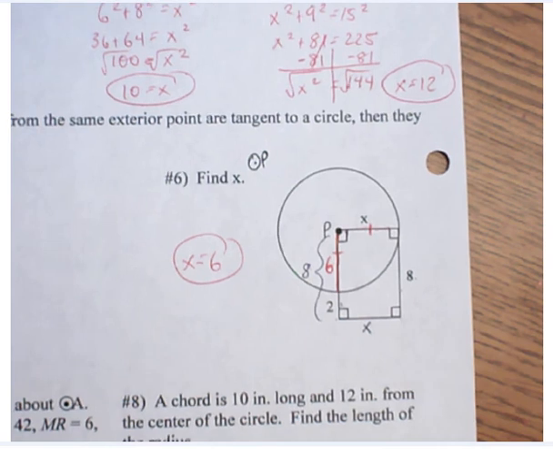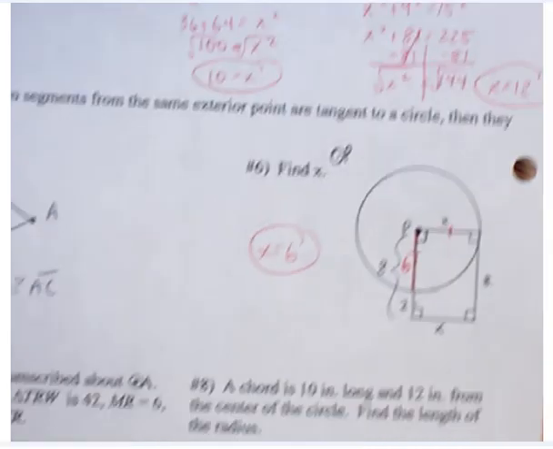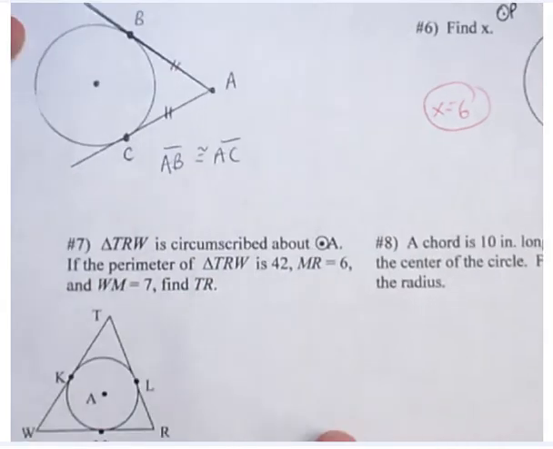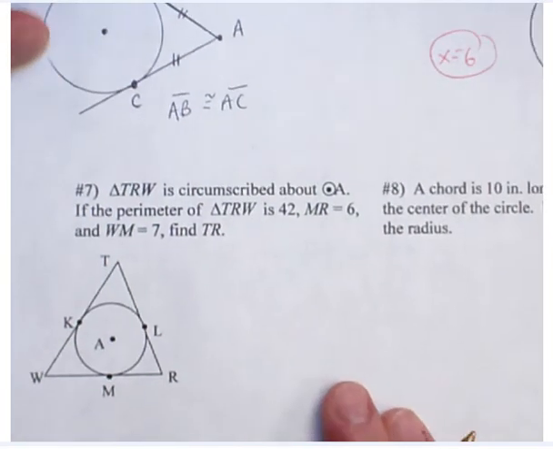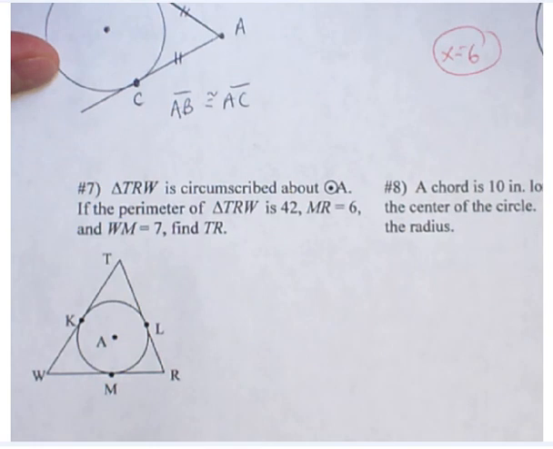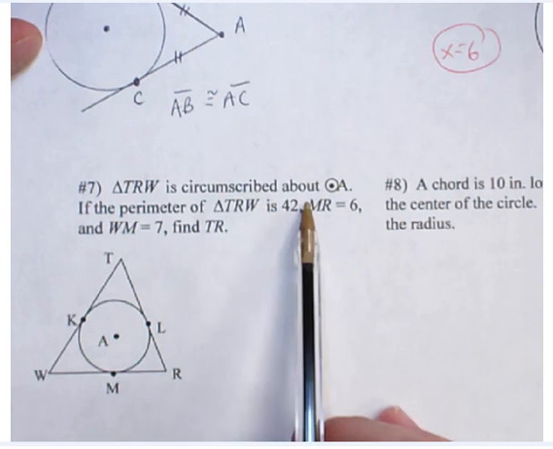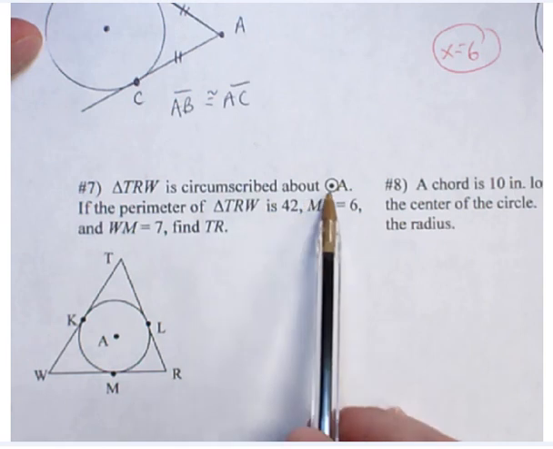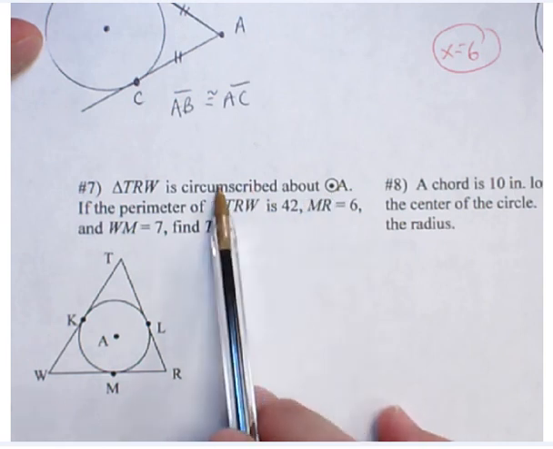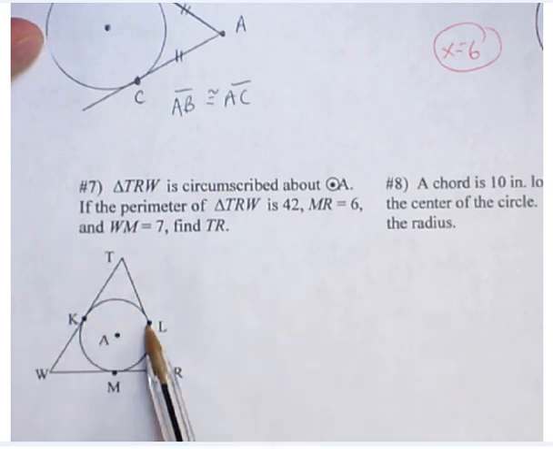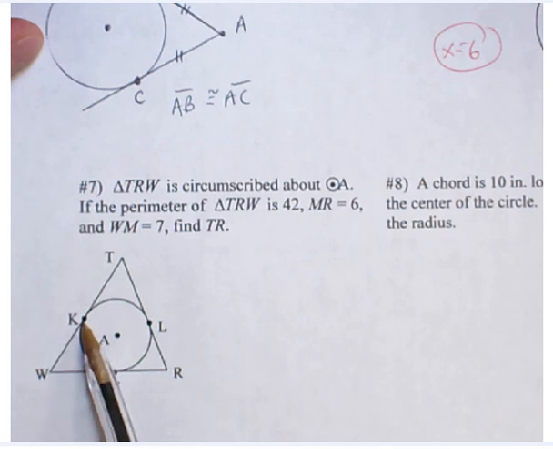And then the last problem here. Now we did number 8 yesterday. Okay, so for number 7, wow, that looks complicated, that picture. Triangle TRW is circumscribed about the circle with the center at A. Circumscribed means that the figure is outside the circle, but it's touching, the sides touch the circle. Inscribed is inside the circle.